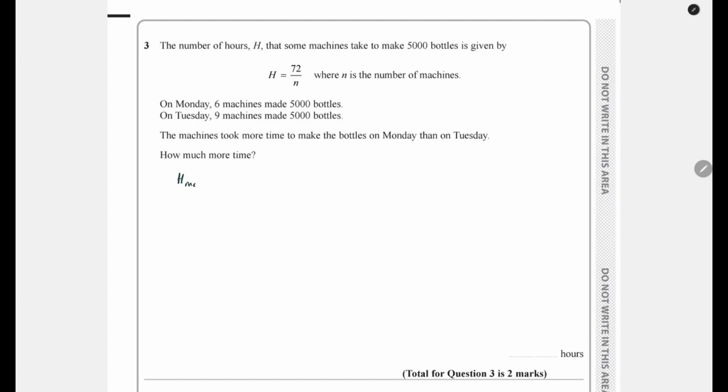So H on Monday is equal to 72 over N, N being the number of machines, 6. So the number of hours was 12. The number of hours on Tuesday is 72 over N. N now is 9, and that's equal to 8. And so the difference between H Monday and H Tuesday is 12 hours minus the 8 hours, and so it took an extra 4 hours.